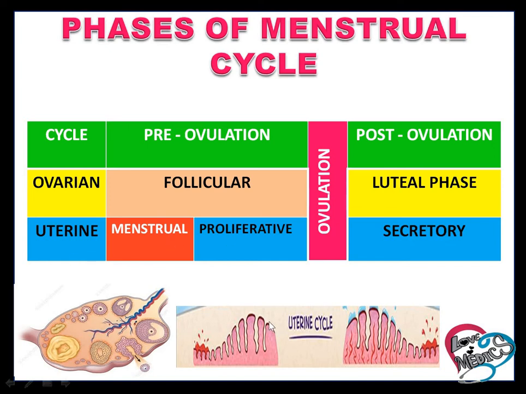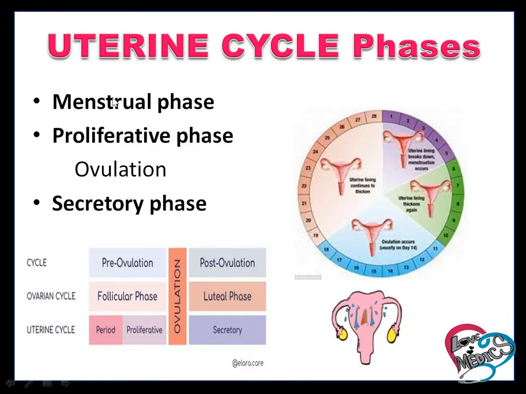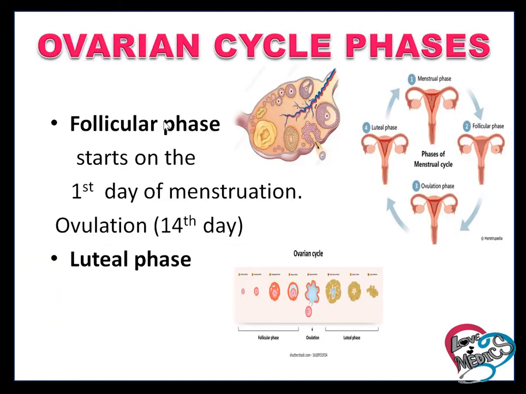Based on the changes that take place in the uterus, it is called the uterine cycle. The phases are the menstrual phase, first the menstruation starts. Then the endometrium starts proliferating, so it is called the proliferative phase. The proliferated endometrium produces a secretion, so it is called the secretory phase. Again, the uterine cycle phases are the menstrual phase, the proliferative phase, and after ovulation, the secretory phase. Ovarian cycle phases are the follicular phase, which starts on the first day of menstruation, and ovulation takes place at the 14th day. After ovulation, the luteal phase.